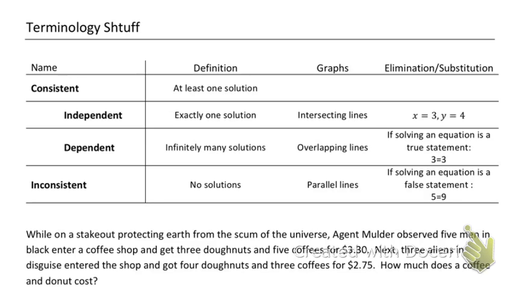If what you're left with is true, like this statement here, 3 equals 3, then it is dependent. If your variables drop out, you have no more x's or y's while solving it, and the statement is false, like it says below, like 5 equals 9, then it will be no solutions, it will be inconsistent. You will know it's inconsistent by graphing if it's parallel lines.